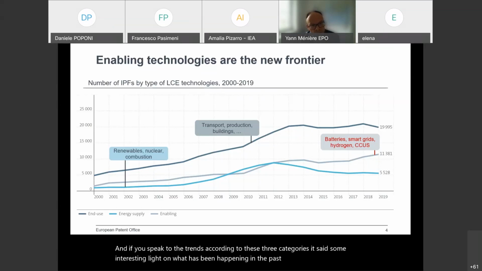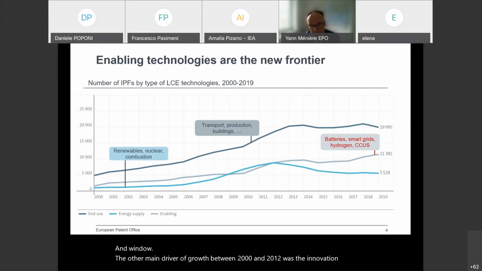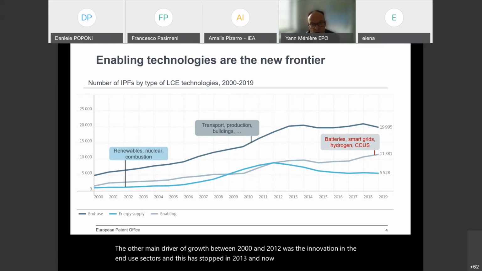You see that the fast growth from 2000 to 2012 was mainly driven by supply and end use. And on the supply side, it was mainly renewables and especially solar PV. And clearly, this has come to an end, and now we have a decreasing trend there, which reflects largely the maturity reached by the sector of solar PV and wind. The other main driver of the growth between 2000 and 2012 was innovation in end-use sectors, and this has stopped in 2013, and now we have a plateau. In fact, behind this plateau, you have a diversity of situations depending on the industries. I will come back to that.